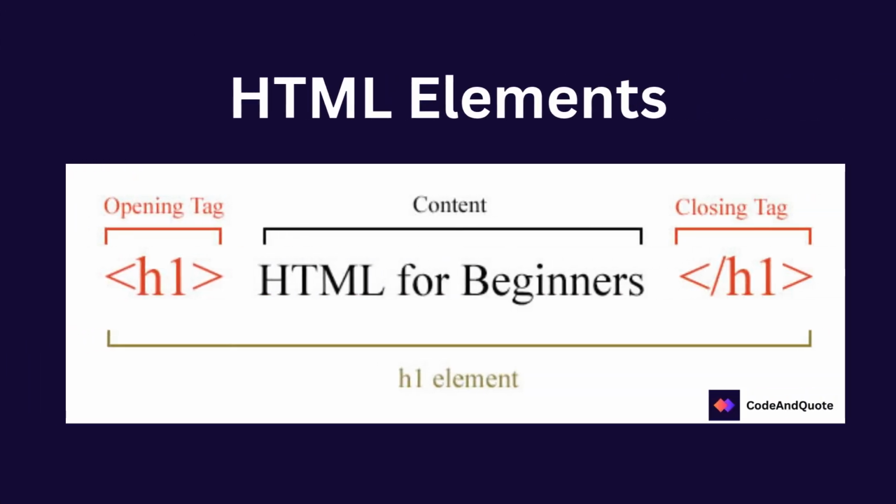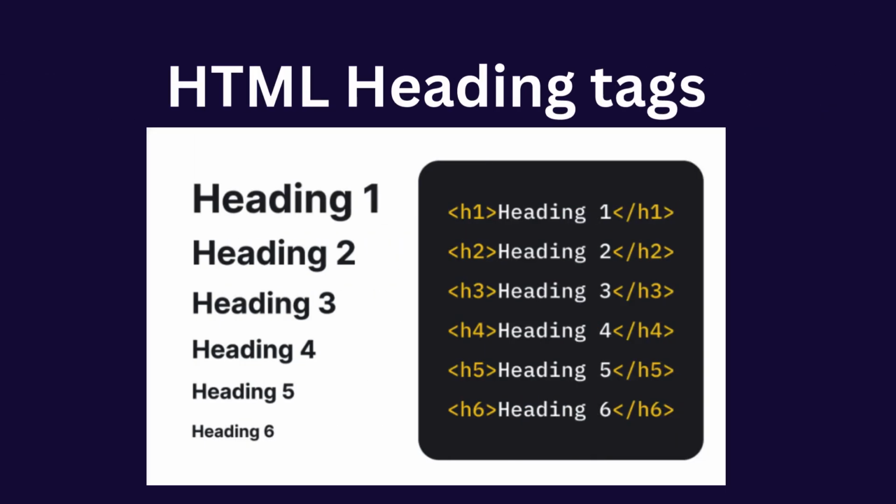Two. HTML elements. An HTML element consists of a start tag, some content, and an end tag. Heading tags. HTML provides 6 levels of headings. H1 is the largest size heading and H6 is the smallest size heading. Let's go to the editor and check it out.